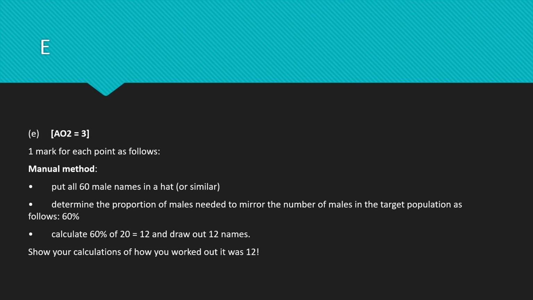So it's like 1 mark for each bit. 1 mark for saying every male's name goes into a hat, 1 mark for saying we need 12 and showing how you did 12, and then the third mark for saying pull 12 names out of the hat. Show your calculations is the best thing to do.